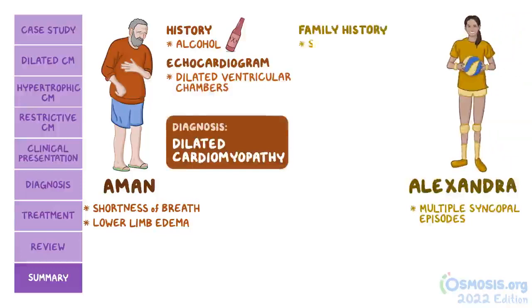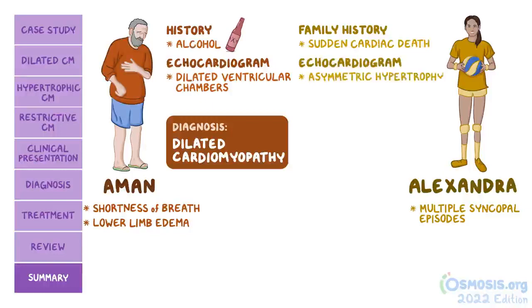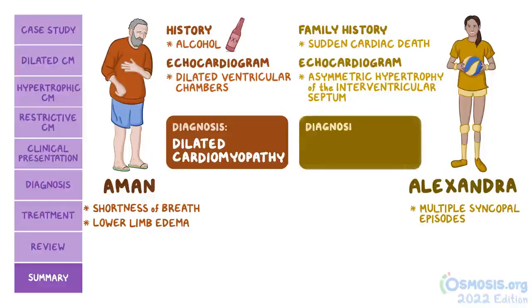Her family history of sudden cardiac death is certainly concerning. Alexandra's echocardiogram shows asymmetric hypertrophy of the intraventricular septum, a key feature of hypertrophic obstructive cardiomyopathy, or HOCM.